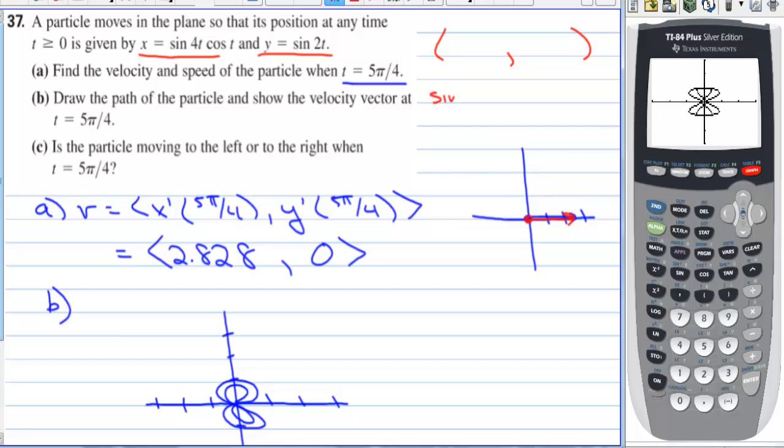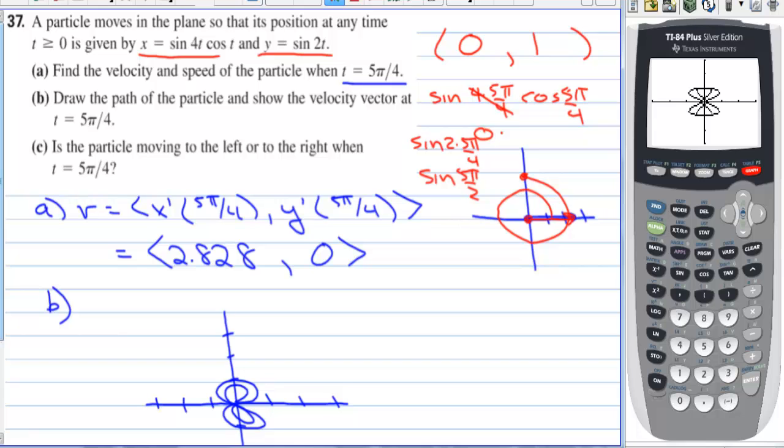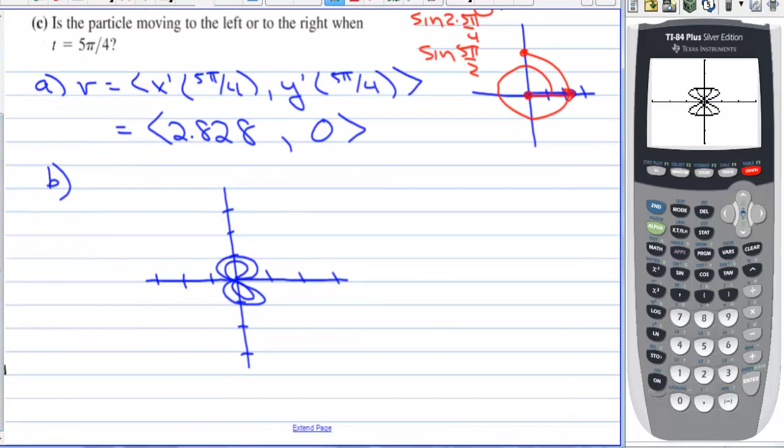So I need sine of 4 times 5 pi over 4, cosine of 5 pi over 4. So those cancel. Sine of 5 pi is 0 times negative square root of 2 over 2, but it doesn't matter because that's going to be 0. The y coordinate where this particle is, sine of 2 times 5 pi over 4, which is sine of 5 pi over 2. 1 half, 2 halves, 3 halves, 4 halves, 5 halves. So sine of pi over 2 is 1. So this particle is at 0, 1. So the particle is right there.